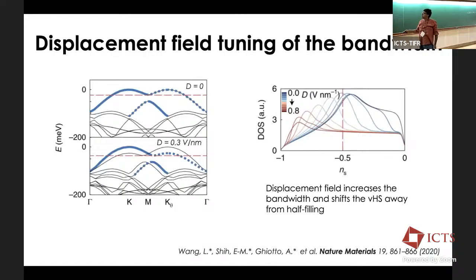And then if I work out what happens in a more systematic way, this is with DFT, you can see that when I start to apply electric fields, you see this effect. You see one of these bands go up and the other band go down. And this therefore tunes the bandwidth of the system.